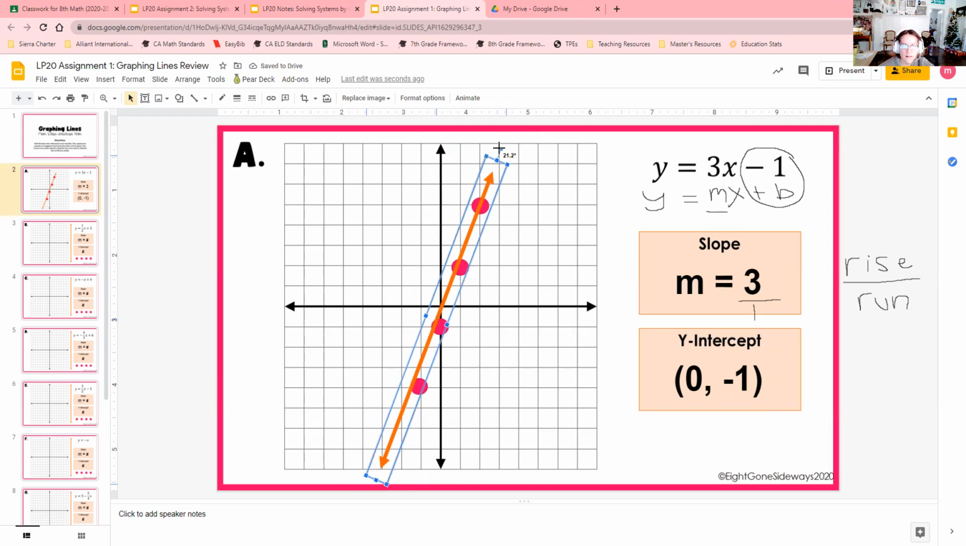Almost, not quite. Let's try back that way a little bit. Take a moment. It may take a little bit of practice to get this sitting where you want it to be sitting, but your goal is to have your line going through your points. Okay? And that's it.